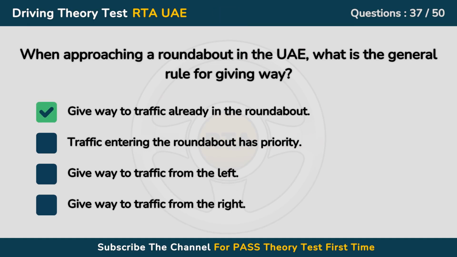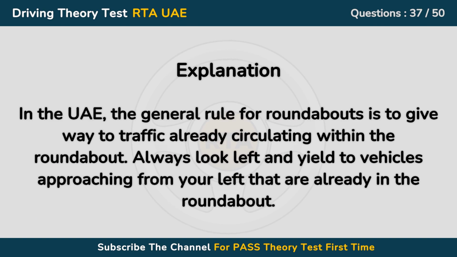Answer is A. Give way to traffic already in the roundabout. The general rule for roundabouts is to give way to traffic already circulating within the roundabout. Always look left and yield to vehicles approaching from your left that are already in the roundabout.